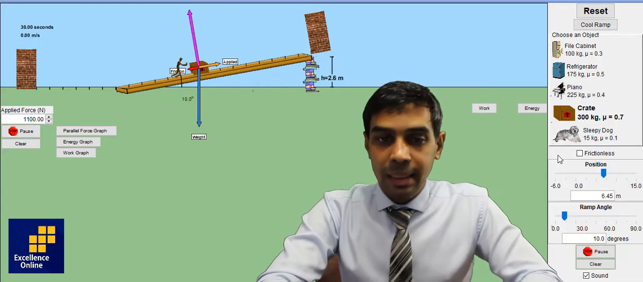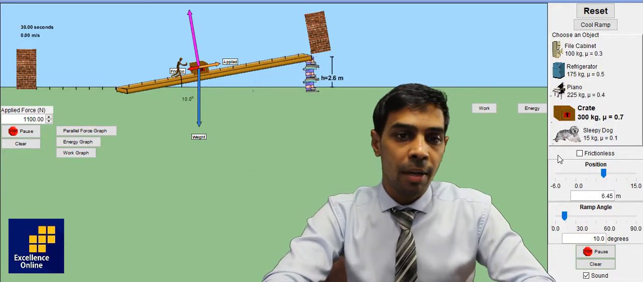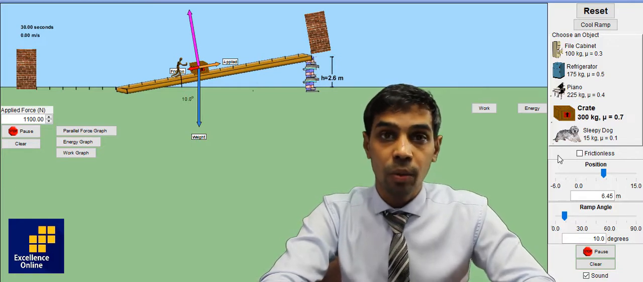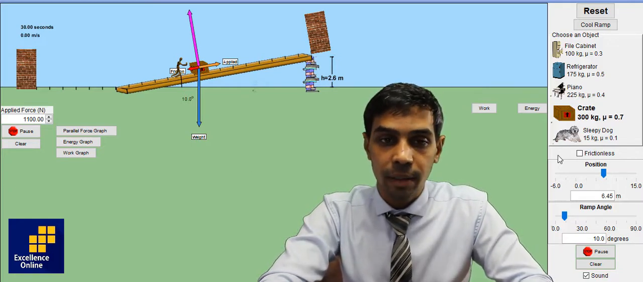My dear students, I have used a PhET simulation to explain to you about the objects moving on an inclined surface.